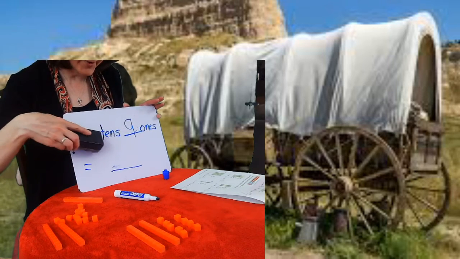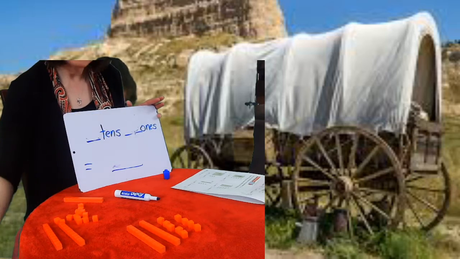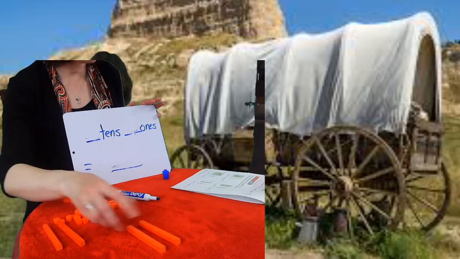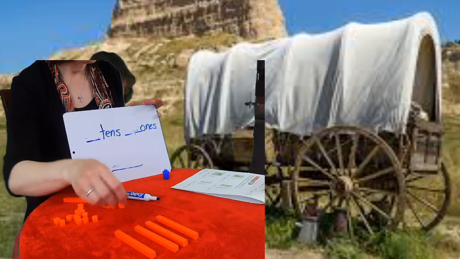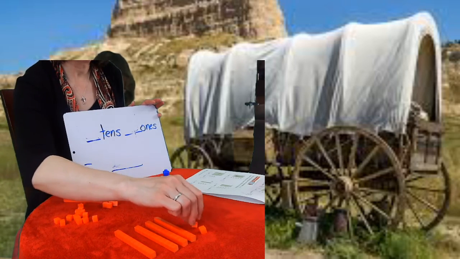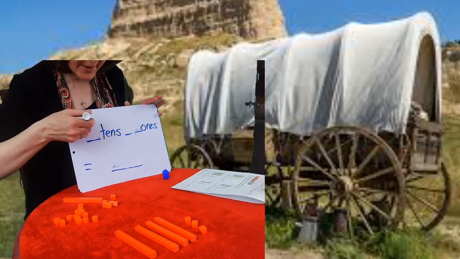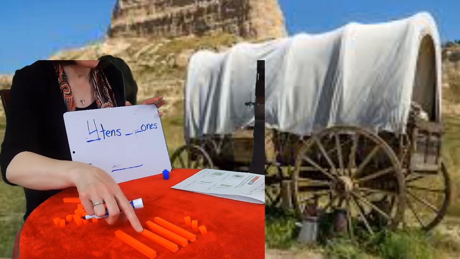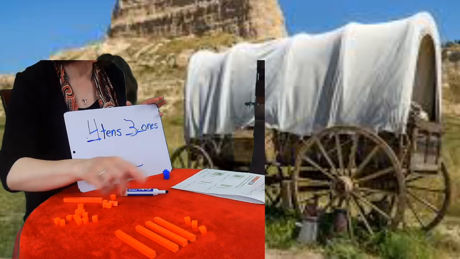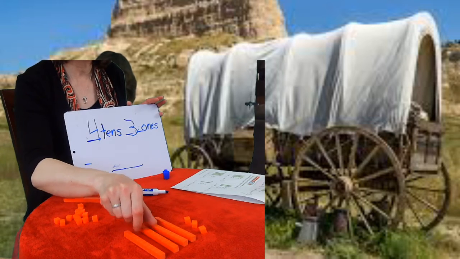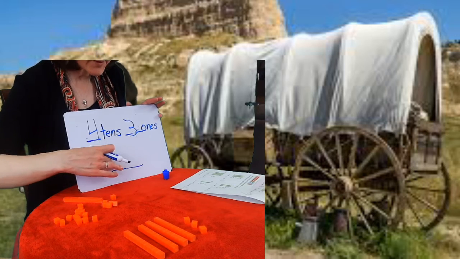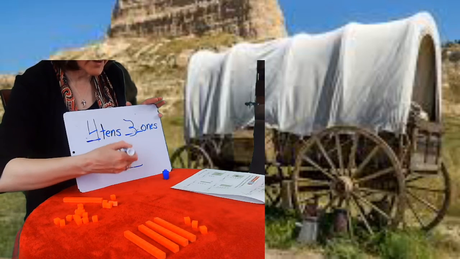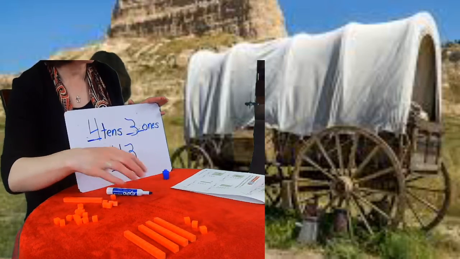Number 3, if we do it with our sticks here, has 4 sticks of 10 and 3 1s. So we're going to fill that in: 4 10s, 3 1s, and let's count that. 10, 20, 30, 40, 41, 42, 43. So put the number together. 4 10s, 3 1s makes 43.